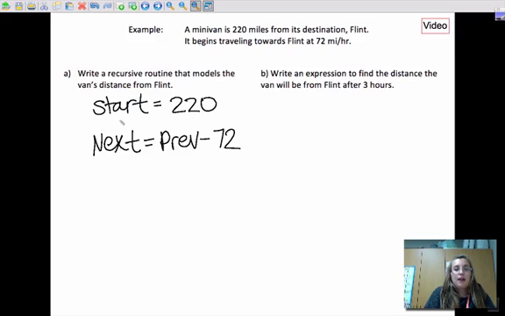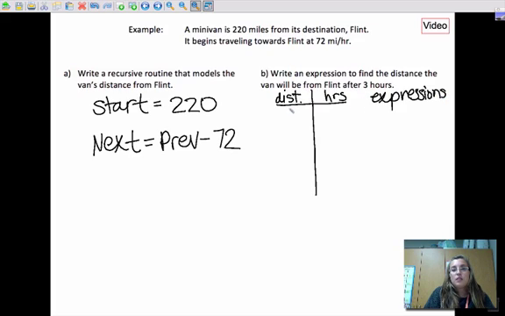So I've got my recursive routine here, and it says write an expression to find the distance after 3 hours. And I want to show you how this works with a recursive routine so that I can hopefully shed some light for you about how this relates to a slope-intercept form. So we've got our distance over hours, okay? And then I'm going to write expressions for each of these.